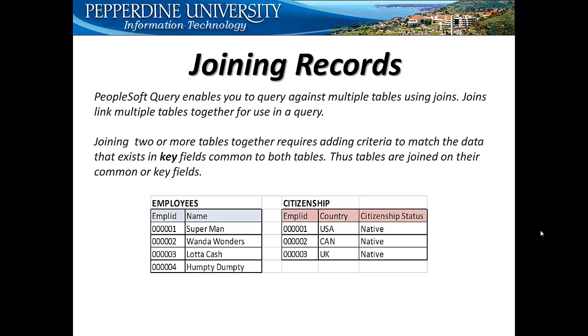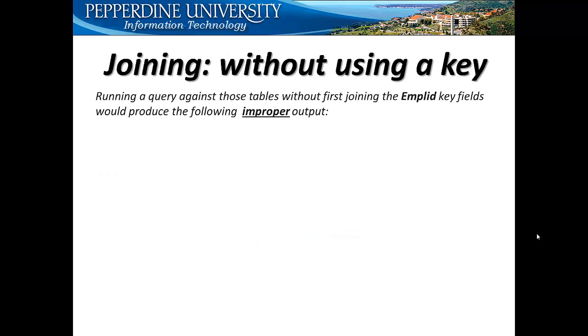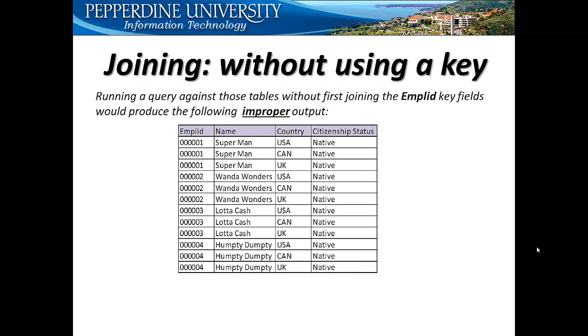Joining tables in this way allows you to take advantage of the indexing built into the PeopleSoft system and allows the system to scan the database more efficiently. Running a query against those tables without first joining the EMPL-ID key fields would produce the following improper output. Since the system does not know how to link the two tables together, it creates a row for every combination of the two. Since the first table has 4 rows and the second has 3, you end up with 12 rows. This is called a Cartesian join and is not what you want.